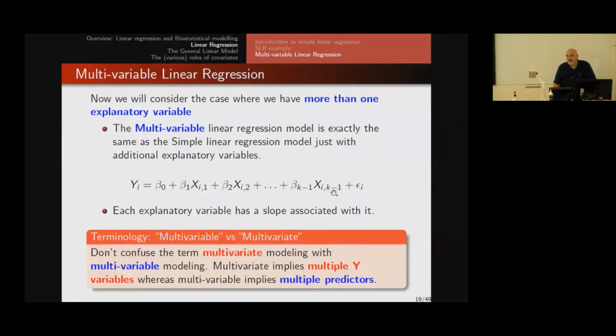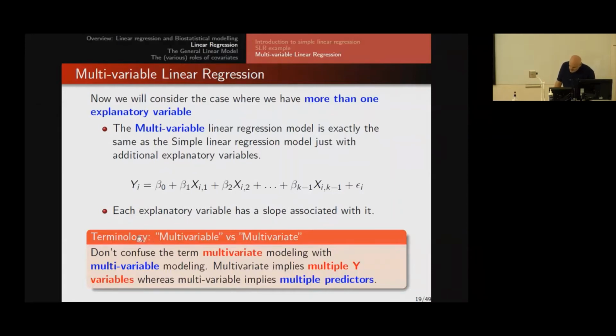You might go, why are you counting to k-1 rather than k? There's actually a very good reason for it, because we have k parameters. We start counting from 0, not from 1. It's a bit of an odd thing when people first see it. Just note that each x variable, each predictor, has a slope associated with it. We're no longer talking about a 2-dimensional scatter plot. If we've got 2 predictors, it's going to be a 3D plot. If we've got more than 2, we're talking about hyperspace, basically, above 3 dimensions.